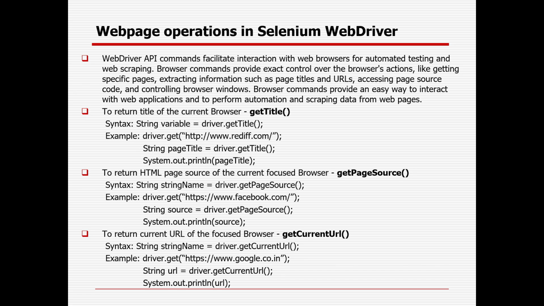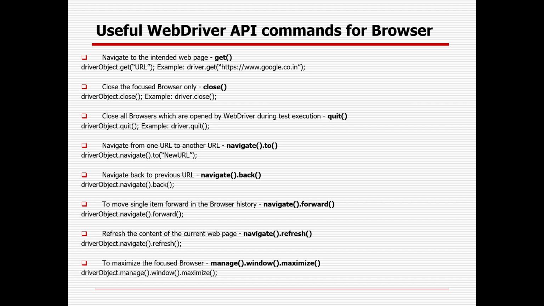So these are the very critical and important API methods available in the WebDriver interface. getTitle returns the title of the current browser, getPageSource returns the HTML page source of the current focus browser, getCurrentUrl returns the current URL of the focus browser, and with the get method the user can navigate to the intended web page. With the close method, the user can close only the current focus browser. With the quit method, the user can close all the browsers opened by the WebDriver object during the test execution.